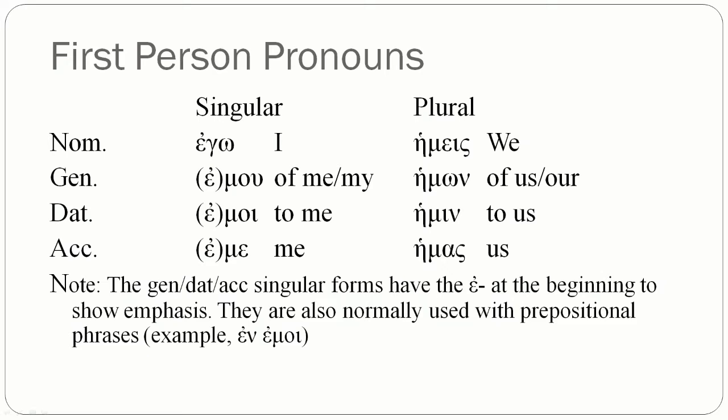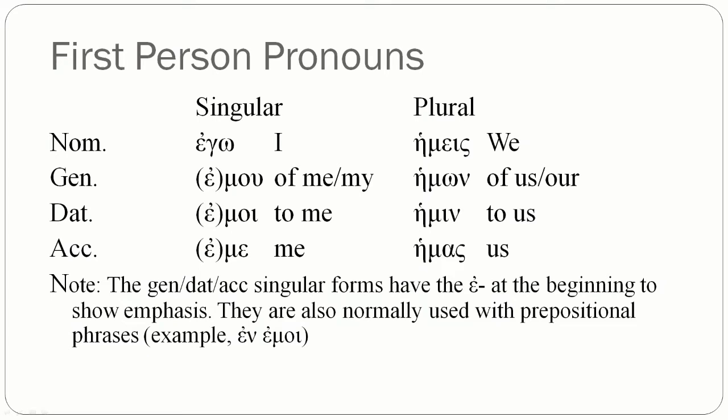So that's an explanation of why that epsilon is in parentheses with the genitive, dative, and accusative. Now let's go to the forms themselves. The genitive singular is emu. If it's not emphasized, then it would just be mu. This is translated "of me." The genitive forms can also be possessive, and so that also means "my." Then the dative, emoi is the dative form, or just moi in the non-emphatic. "To me" is how you translate that one.